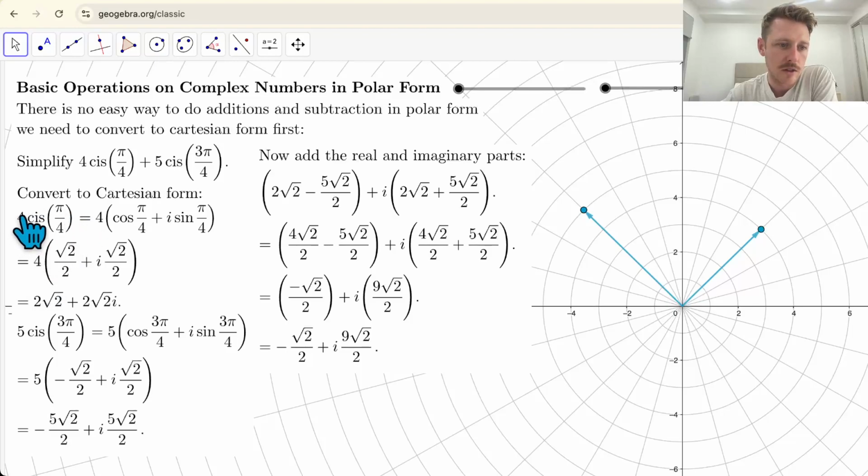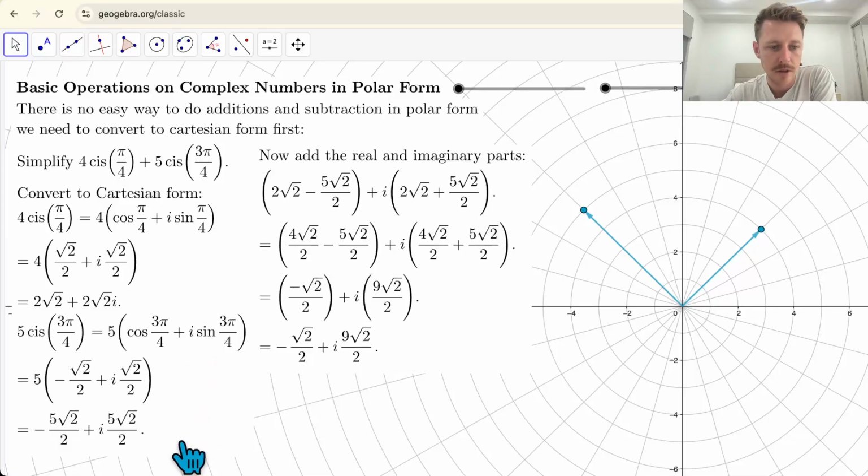Well, if we just look at this first one, 4 cis pi on 4, we need to know a little bit about our exact values. Remember, cis is cos plus i sine theta, and theta in this case is pi on 4. The angle is pi on 4. Cos of pi on 4 is root 2 on 2. Sine of pi on 4 is also root 2 on 2. So when we convert this to Cartesian form, we get 2 root 2 plus 2 root 2 i.